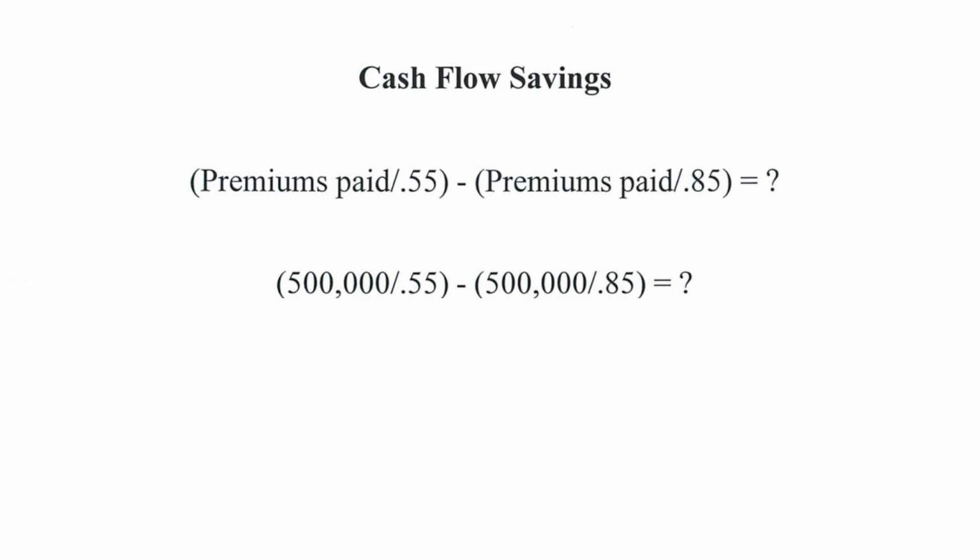So let's put in some numbers. I'm going to put in my premiums for my example. So $500,000 divided by 0.55 minus $500,000 divided by 0.85. Those numbers calculate to $910,000 minus $590,000. The tax flow savings, $320,000. So that's the reason why you purchased your policy in the company. You are $320,000 ahead from a tax flow point of view.